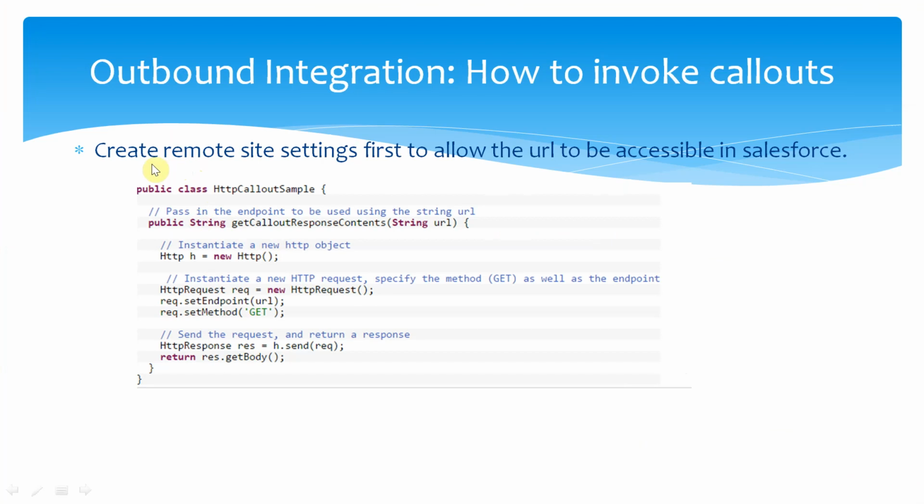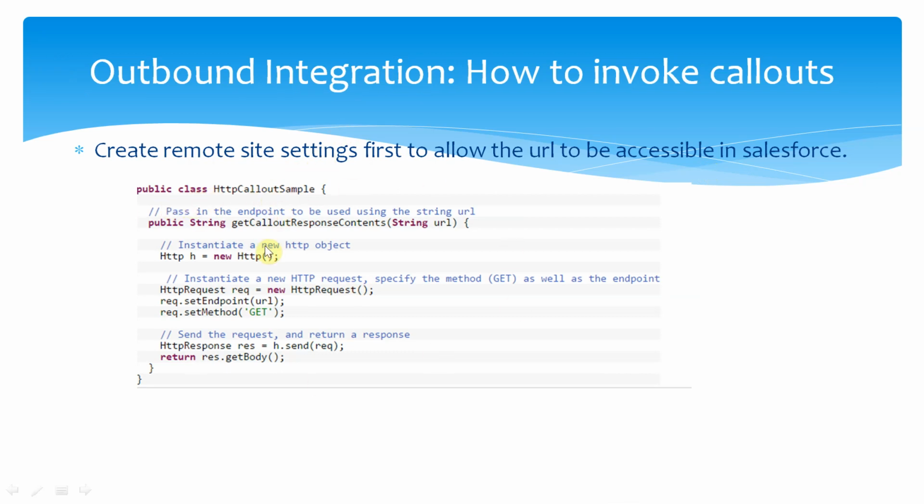For that, a couple of things you need to do. First of all, you need to enable the remote site setting to allow the URL to be accessible in Salesforce. Any external URL, you cannot just access from Apex. You need to whitelist it. Basically, remote site setting will whitelist it for you; this is a security setting.